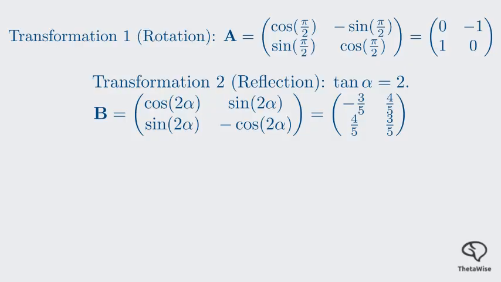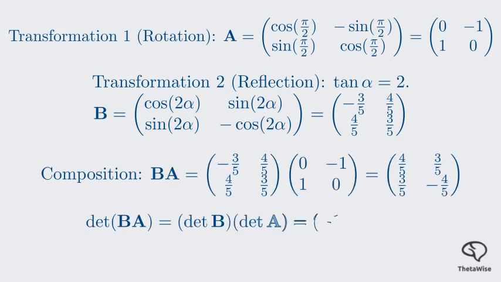This gives us the reflection matrix B. Now the first transformation applied was the rotation A, so it goes on the right. The second was the reflection B, which goes on the left. We need to calculate the matrix product BA. Multiplying matrix B by matrix A gives us a new 2 by 2 matrix.